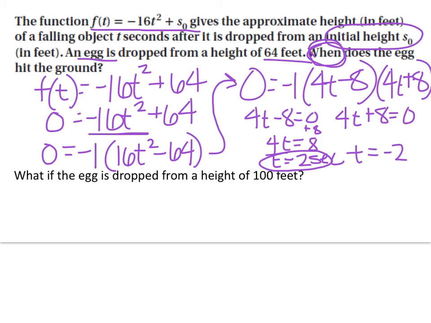I want you guys to try this next example. It's the same equation, but now the egg is dropped from 100 feet. So you guys will have to do the same process that we did prior, and we'll talk about this in class. Please make sure you star any examples that you had trouble with, and we'll talk about them the next time we talk about this lesson.